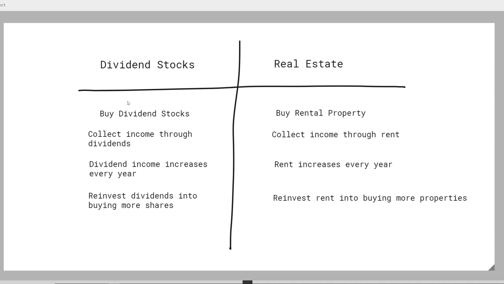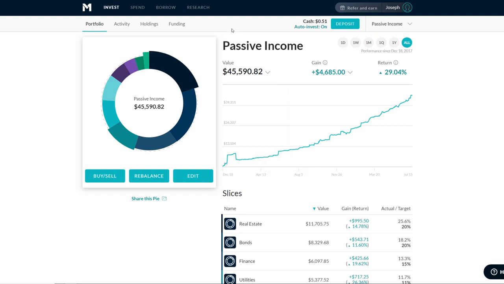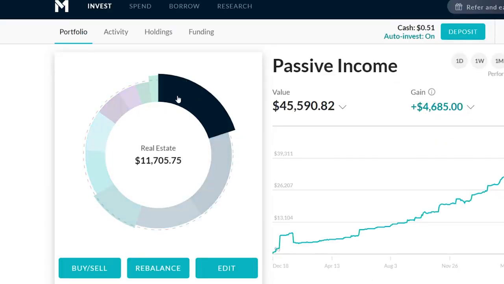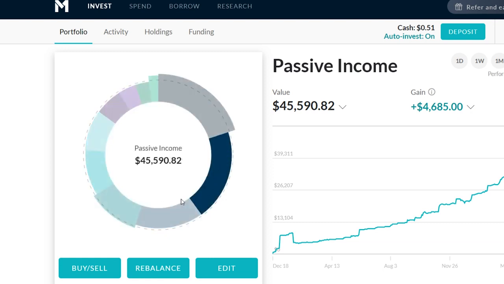Now with dividend stocks, the reinvestment part is a lot simpler than with real estate. With dividend stocks, you literally just hit a button and turn on auto invest. M1 Finance is pretty awesome with the way that it reinvests. So it has this feature, auto invest, and I have it set to on, which means that if I have more than $10 in cash, right now I have 51 cents, so this isn't going to be invested. Once I get to over $10, that $10 will be reinvested into this pie, whatever is the most underweight holding. It doesn't have to be what paid the dividends.